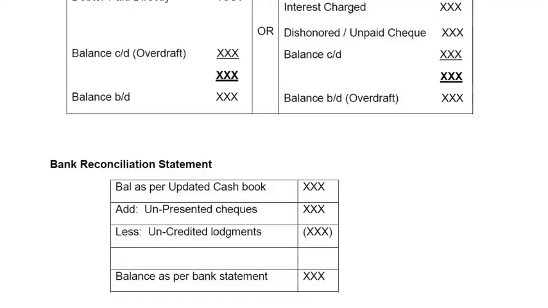After updating our cash book, the second step is to make a bank reconciliation statement. The bank reconciliation statement has two formats. The most common one starts with balance as per updated cash book. Now, where does this balance as per updated cash book come from? This comes from the updated cash book. We have already updated our bank account or cash book, and the balance b/d we have already calculated. The balance b/d comes here as balance as per updated cash book.